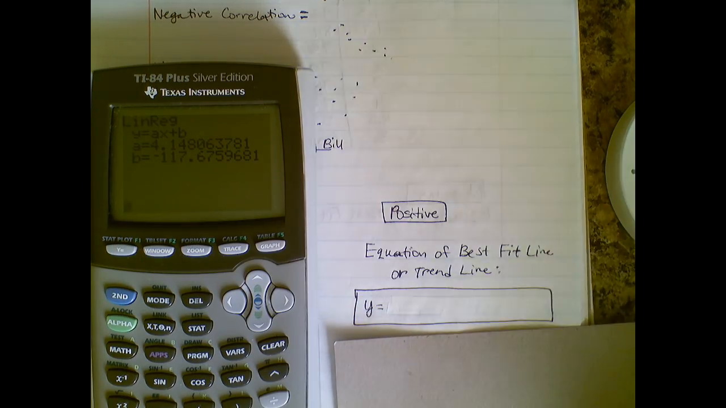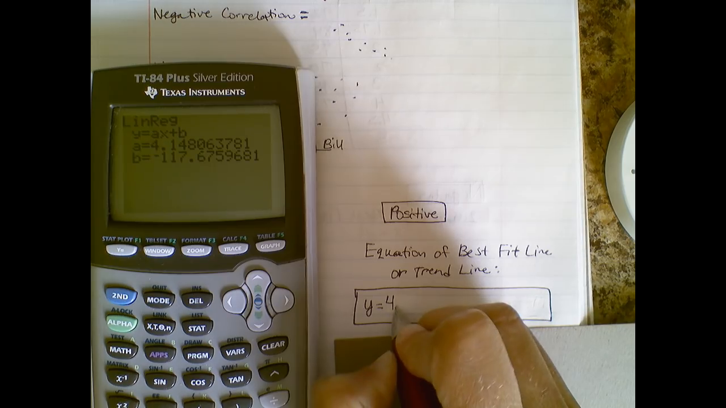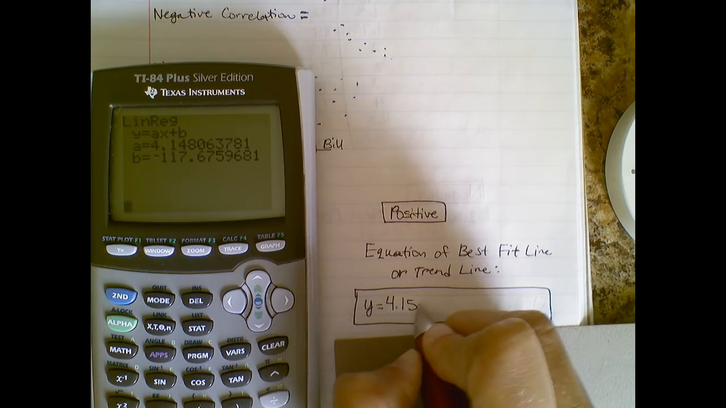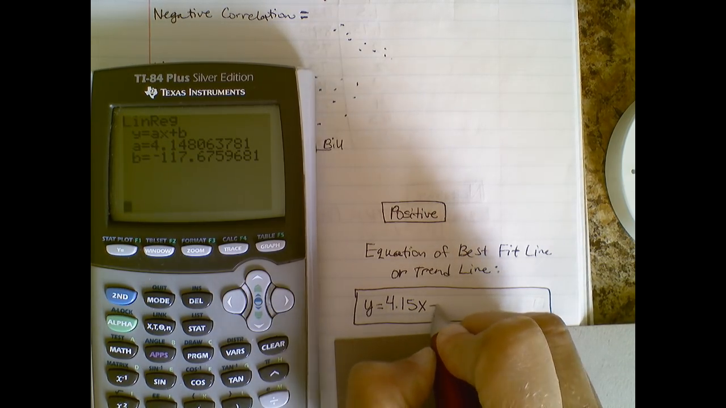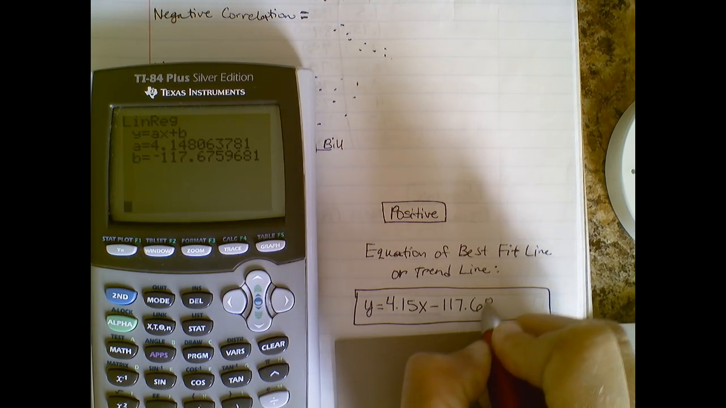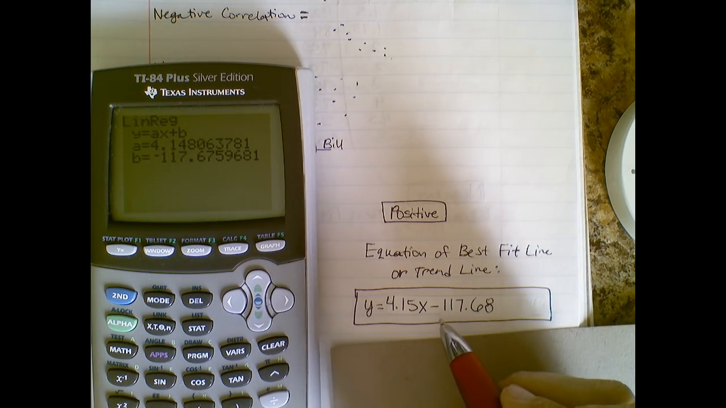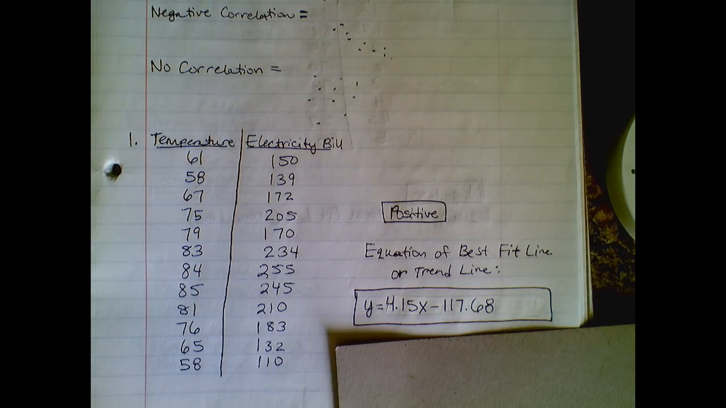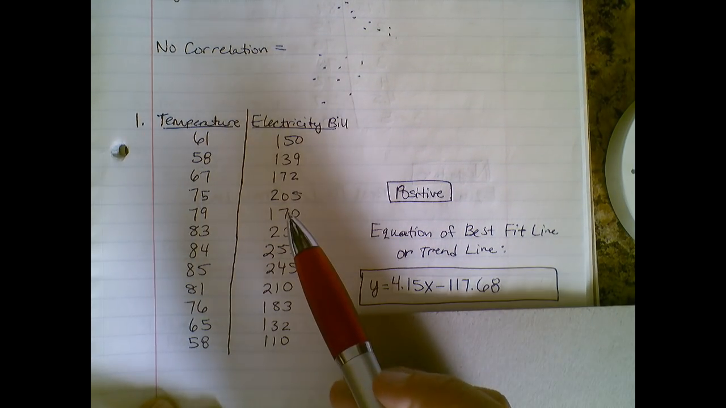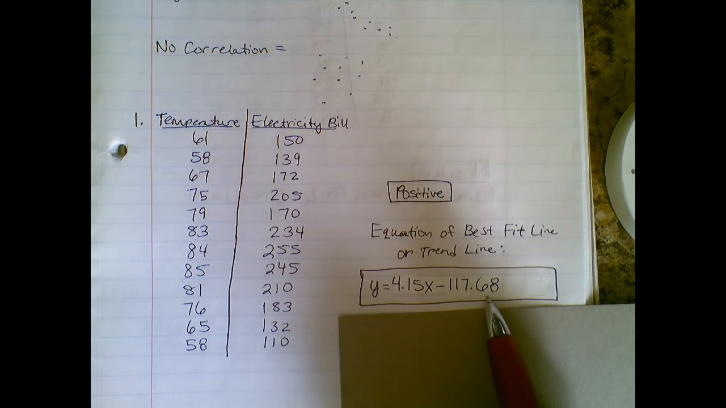So when it says write the equation of the best fit line or the trend line, it would be y equals 4.15, we're just going to round to the hundreds place, x minus 117.68. So what this equation is, that's our trend line. If we were to graph all of these coordinates and make a line through our graph through the center as much as possible, some of the points would be above and some would be below, but through the center as much as possible, this would be the equation of the line.